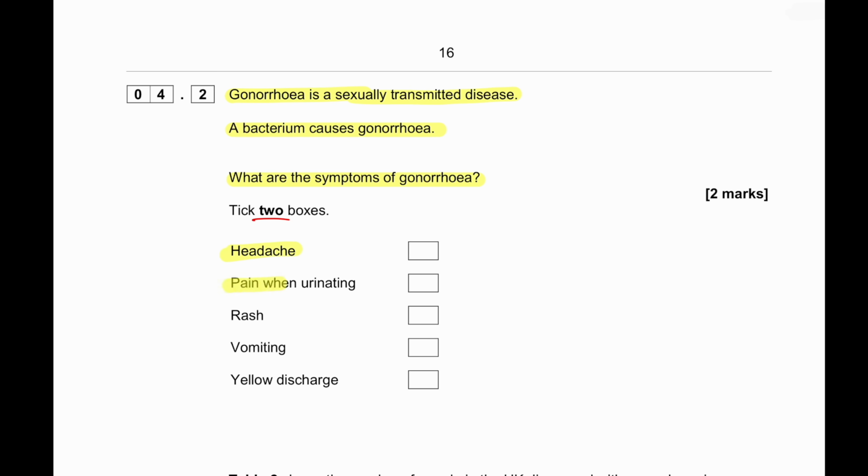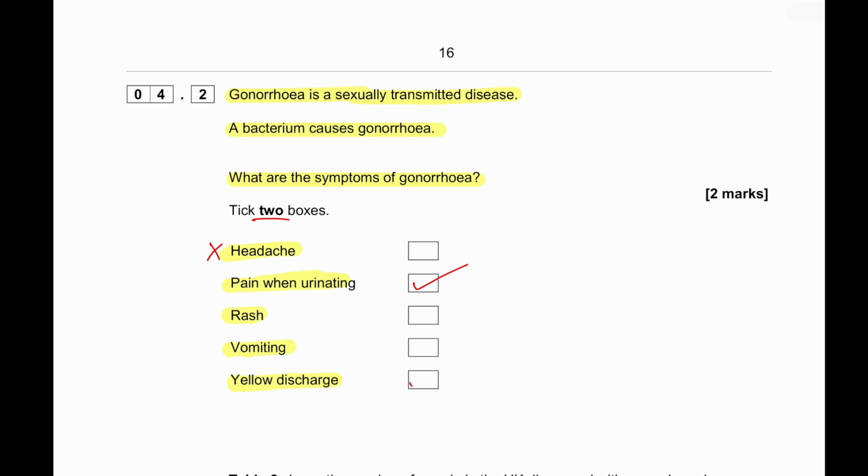So, headache, pain when urinating. Gonorrhea is a sexually transmitted disease, and because it is a disease of the urinary tract system, it will cause infection in the urinary tract system. So, there will be pain during urinating. However, headache is not directly related to gonorrhea. Then there will be rash, vomiting, and yellow discharge.